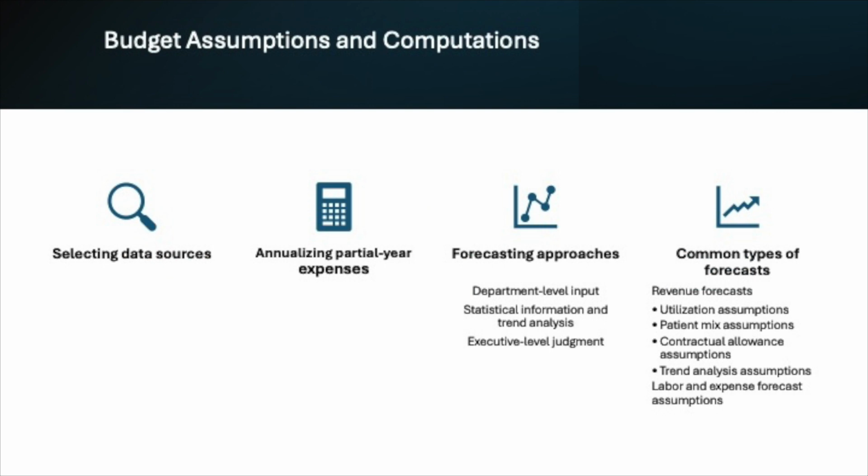When building a budget, data sources can be current year actual revenues and expenses, current year budgeted revenues and expenses, or the last full year of data. Partial year expenses should be annualized to determine what total spending for the year may be.